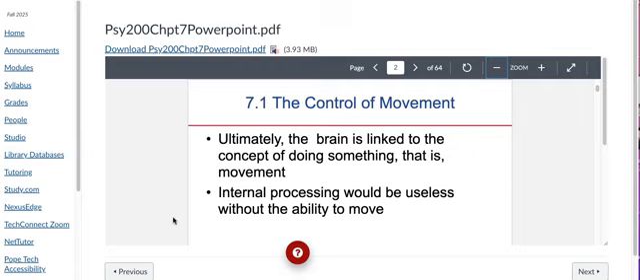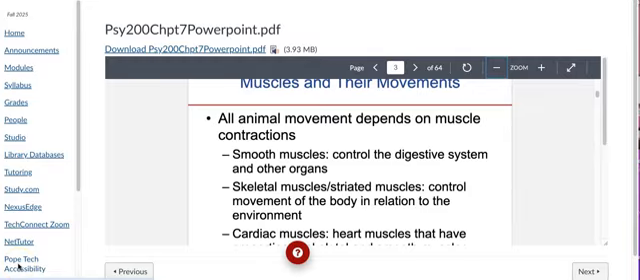In this lecture, we're going to explore how movement is controlled from the basic building blocks of muscle fibers to the spinal reflexes that keep us safe to the higher brain regions that orchestrate voluntary action. Let's start with the basics.